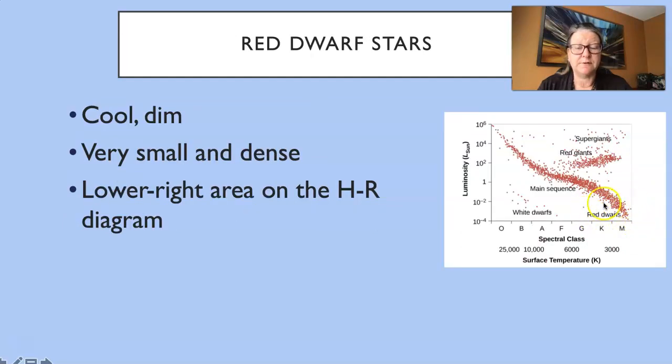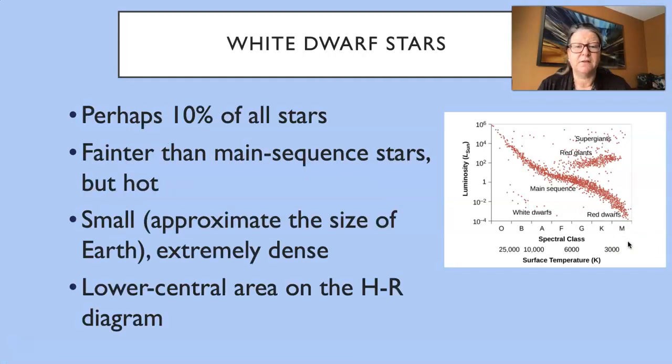Then we have the red dwarf stars, which are down here. They're very cool, they're very dim. Those two things go hand in hand. These are extremely small and extremely dense. Finally, we have the white dwarf stars over here, and about 10% of all stars fall into this group. They're fainter than the main sequence stars, right? Because luminosity down here means they're dim, but they're very hot. And they're extremely dense, even more dense than red dwarfs. And in the next video, I'll talk about what white dwarf stars are actually composed of.